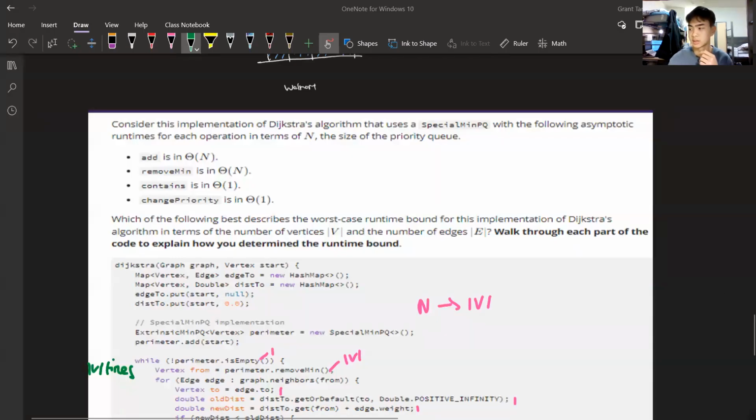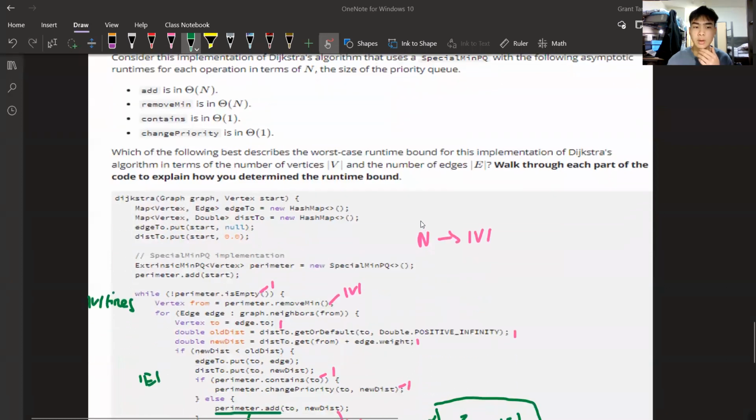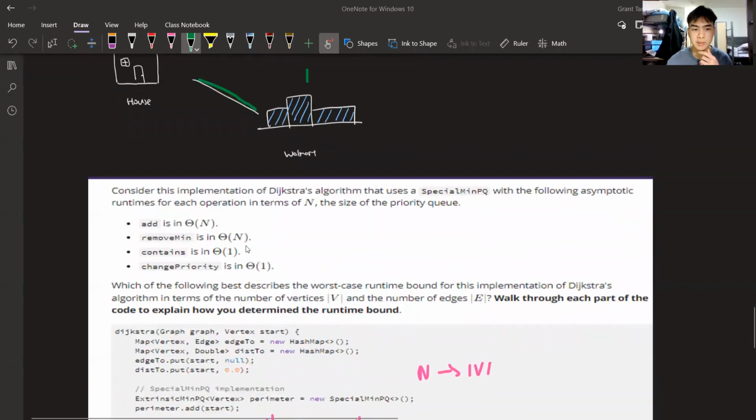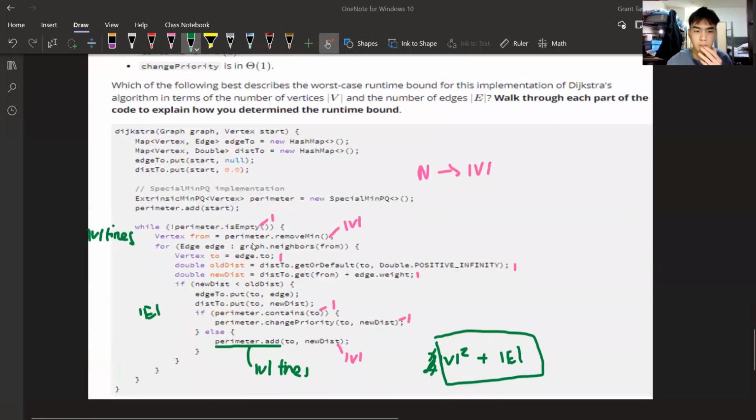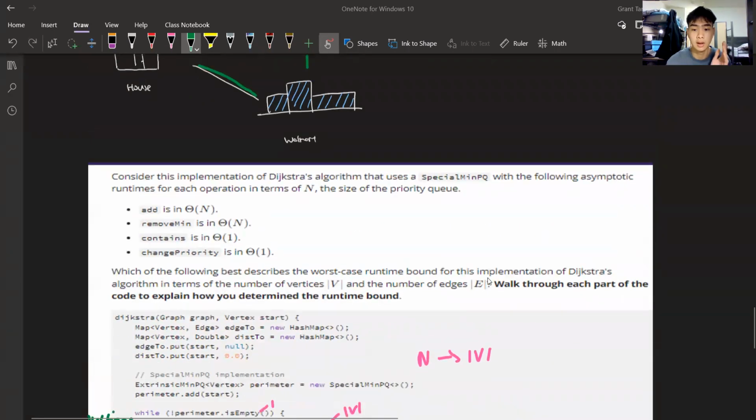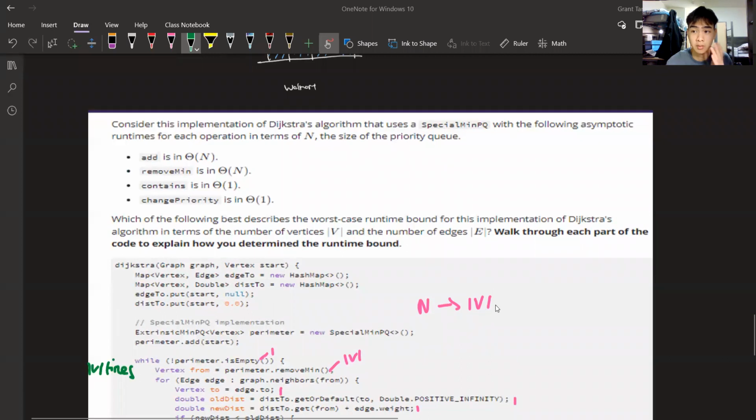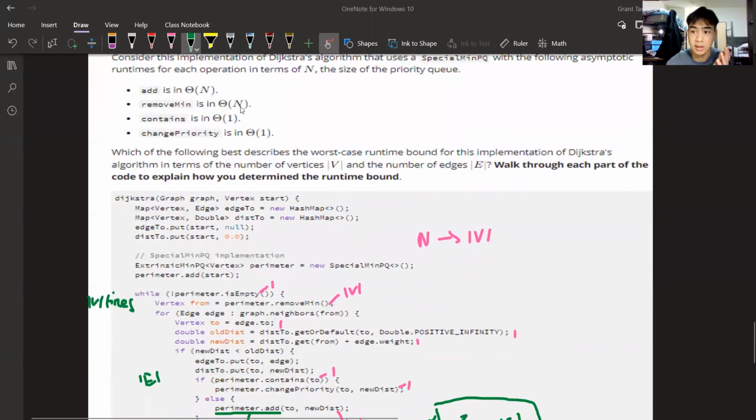Question 3. This is how I found the runtime bound for this code. Here we are given the priority queue methods and their runtimes. I want to determine the size of the priority queue first so I can know what n is. Here we know that we're going to add to the priority queue the number of vertices because we're going to visit all the vertices in the graph. Therefore, the priority queue size would be the number of vertices. So every n here would be replaced with v.